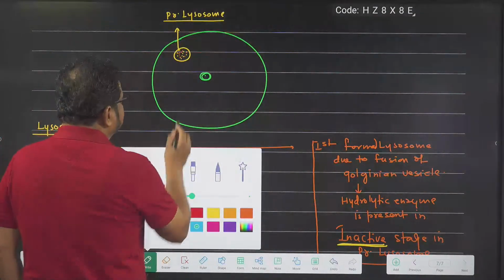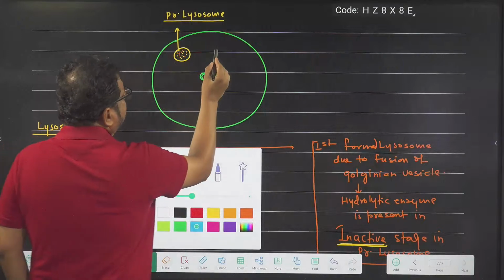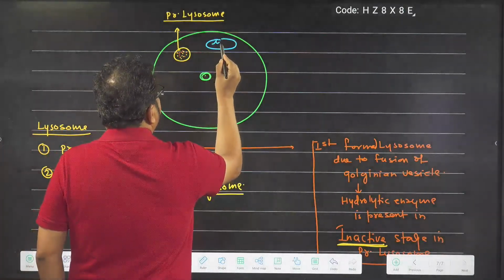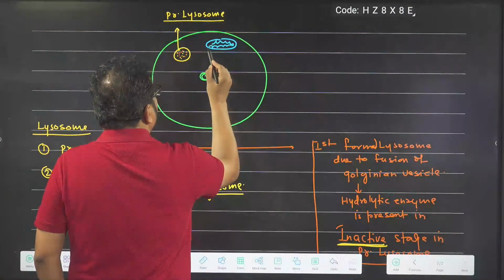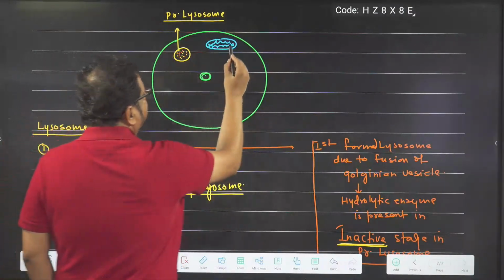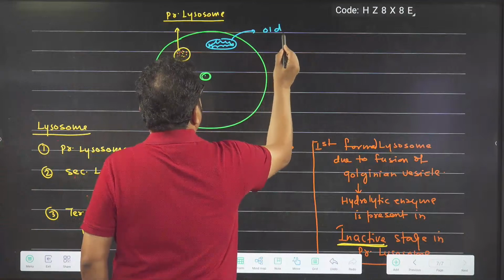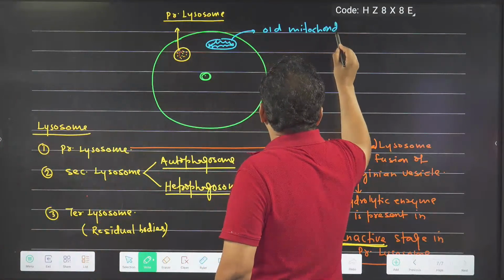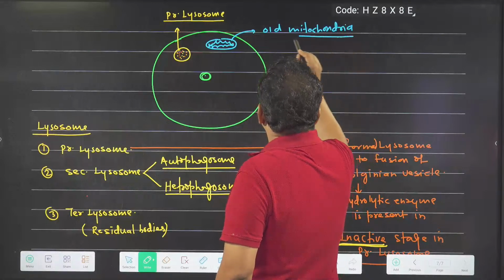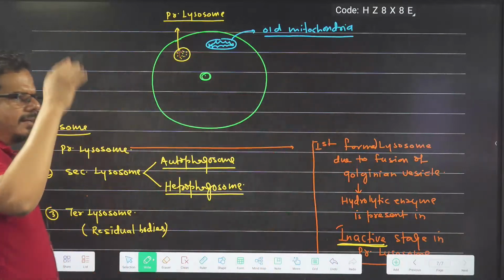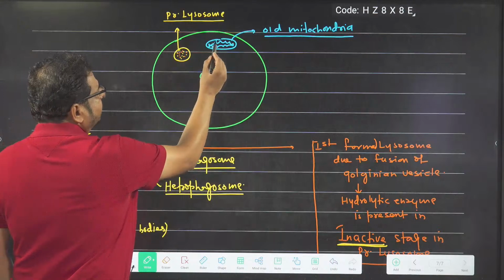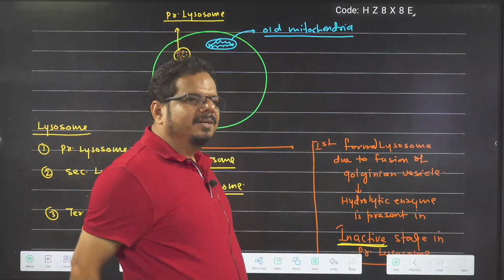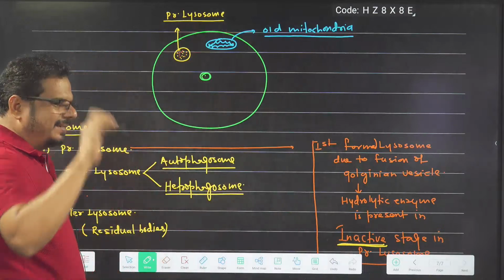Suppose that this is primary lysosome and suppose that this is a mitochondria in the cell. But this mitochondria is old mitochondria. Now not working. Simply it is taking the space in the cell, not performing any function. It became old. Old age mitochondria. Just try to understand.